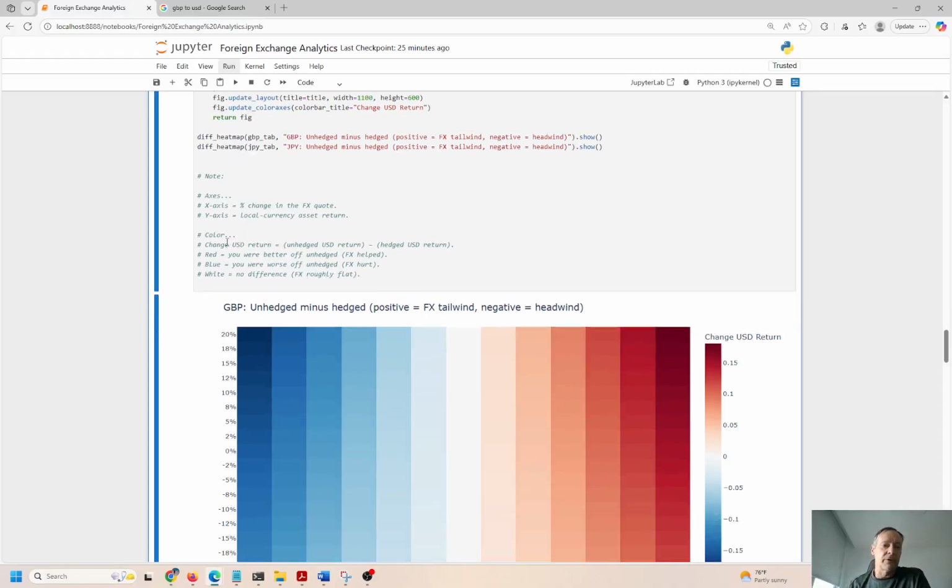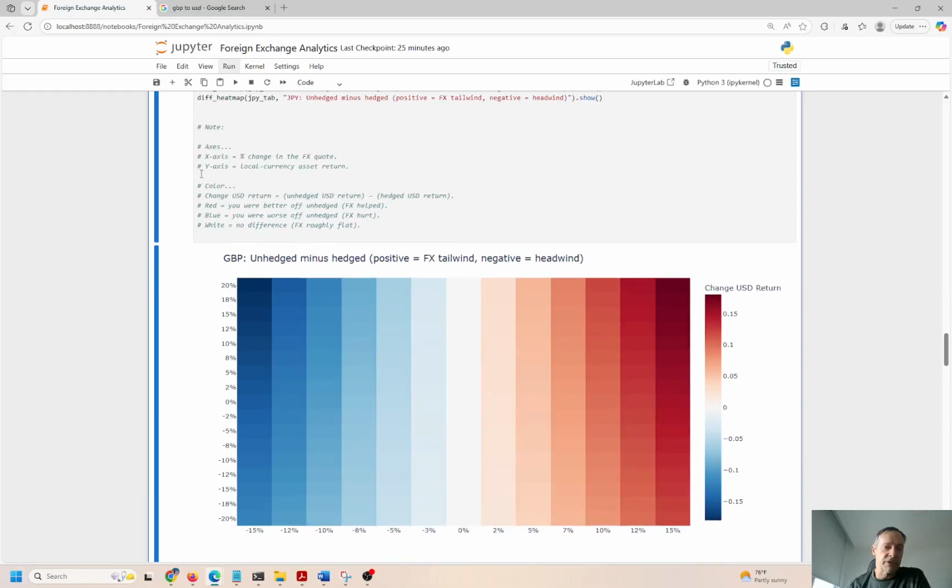So now in this view, we can see the x-axis shows the percent change of the FX quote. Again, dark red is better, dark blue is worse. The y-axis shows you the local currency asset returns. So again, dark red is where you want to be.